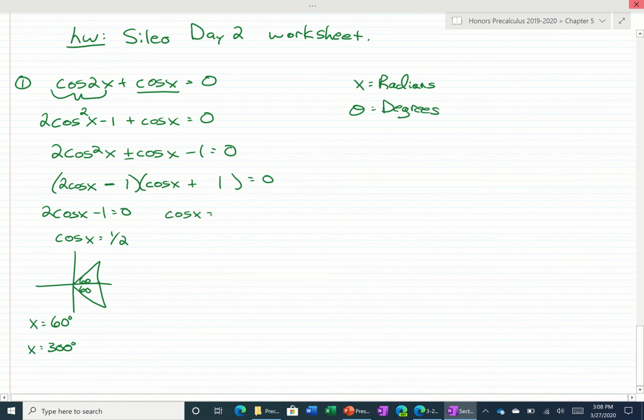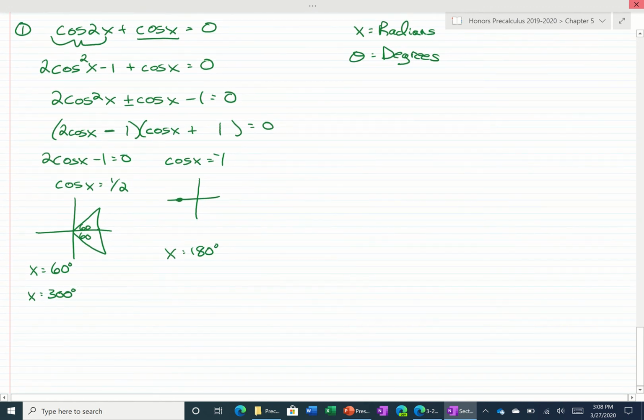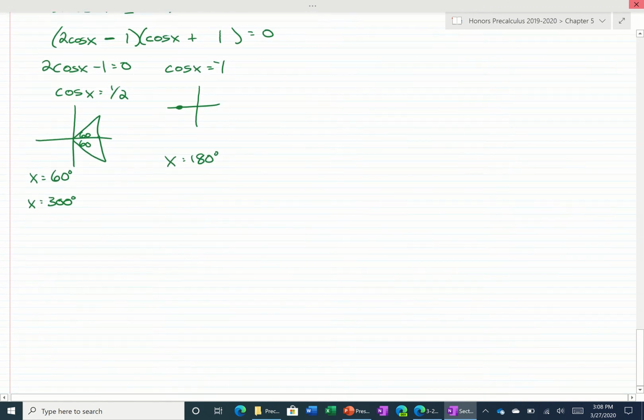And when is cosine of x negative 1? Well, that's a quadrantal angle. That would happen at 180 degrees. So I'm taking a look here. We'll just go through this for the second problem.